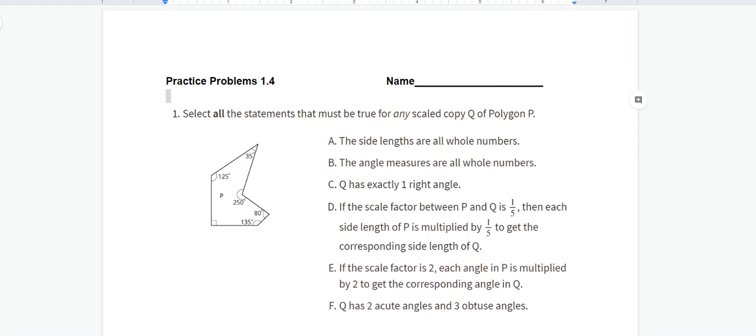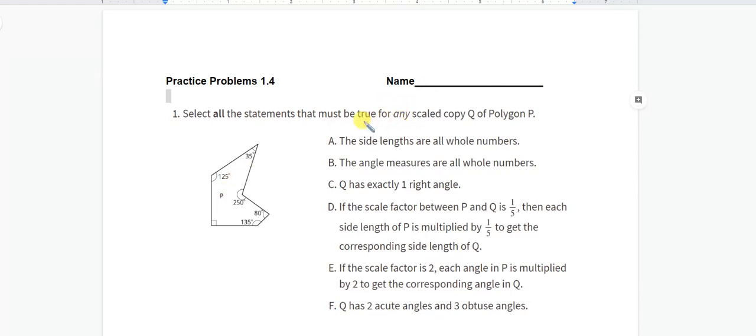We're looking at some practice problems, starting with problem number 1 from 1.4. We've got ourselves a little polygon that has several different angle sizes, 6 sides. We're calling this polygon P, and the copy that we're going to make is Q. But as you can see, we have P here.